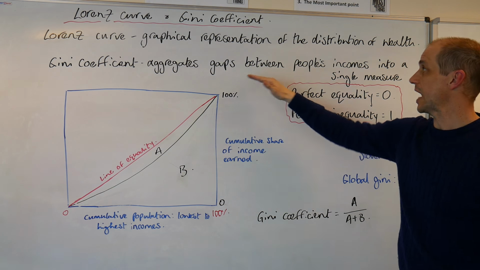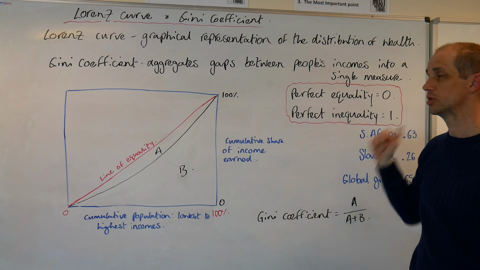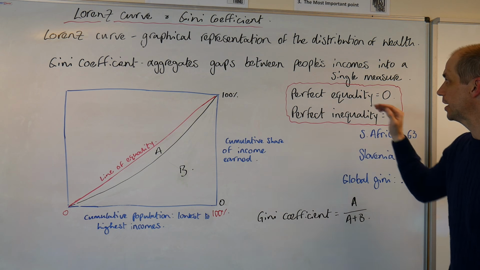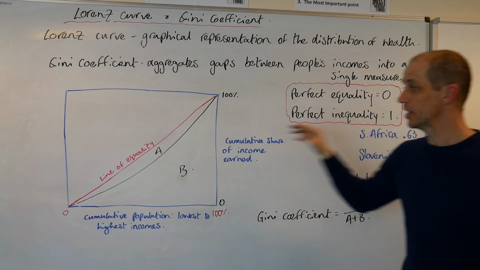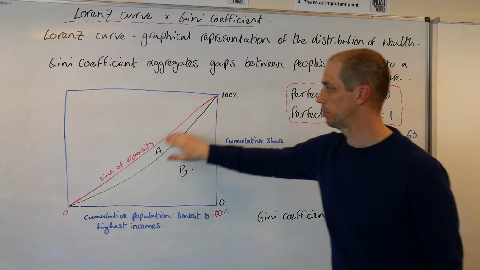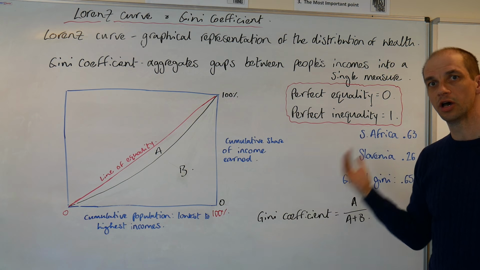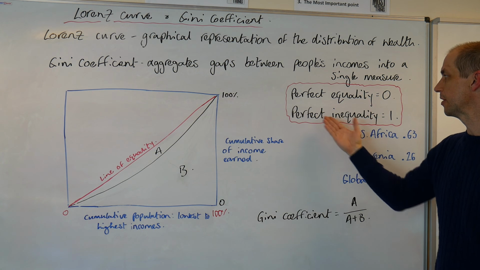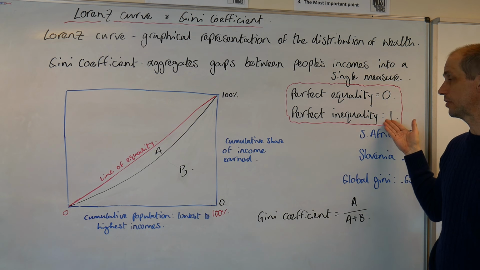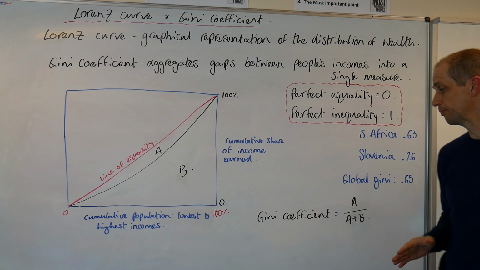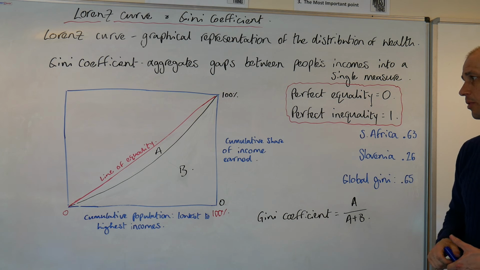Let's now move on to the Gini coefficient. This aggregates gaps between people's incomes into a single measure. Here we've got perfect equality, which would equal 0, and this would be where you're on this line of perfect equality. Meanwhile, you'd have perfect inequality if the actual Gini coefficient was 1. Let's just understand that a moment.